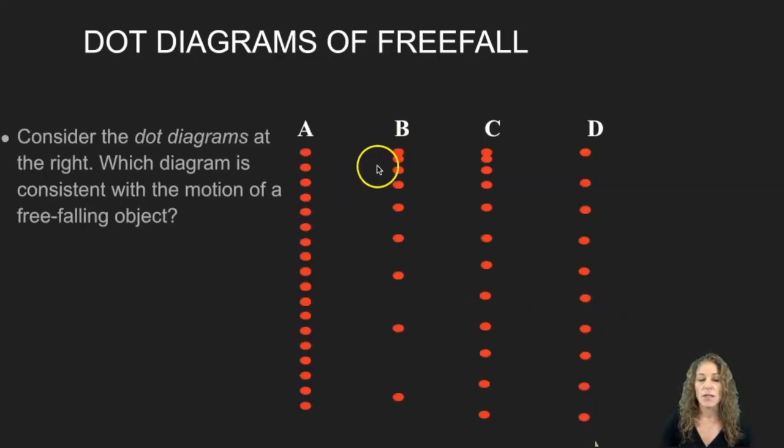If you look at these dot diagrams here, which one could possibly be free fall? Well, you're either decreasing on the way up or you're increasing on the way down. This shows constant speed. This shows increasing speed on the way down. This shows increasing speed on the way down. And this shows constant speed. So it could be either B or C. Although, now that I look at it, C is showing pretty constant speed for the second part. So I would say, no, it's not C at all. It's B.